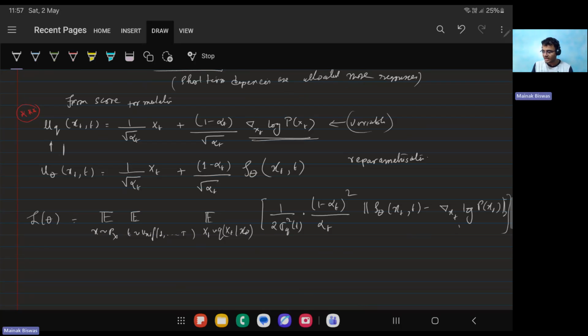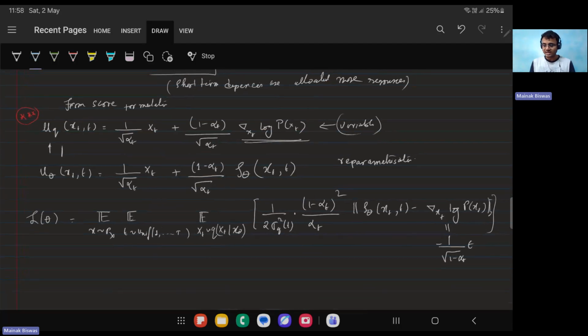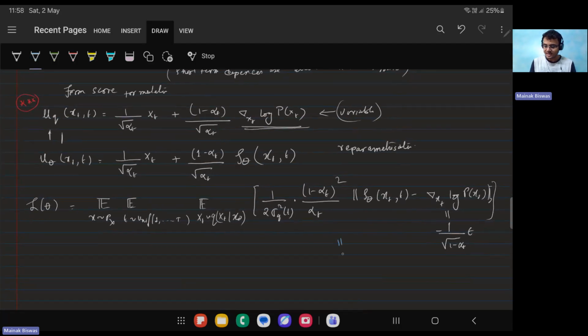So this is, and we know exactly this is equal to 1 minus root over of 1 minus alpha t into epsilon. So we know the exact formulation. So this again becomes similar to, this is exactly like denoising. This is exactly like epsilon theta of xt comma t minus epsilon once you put this value over here.